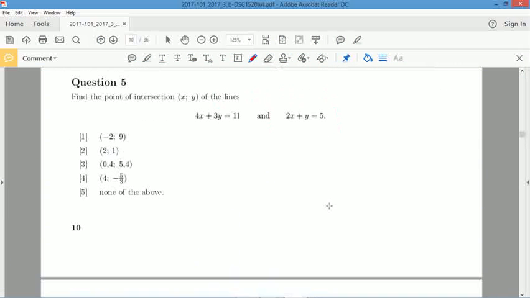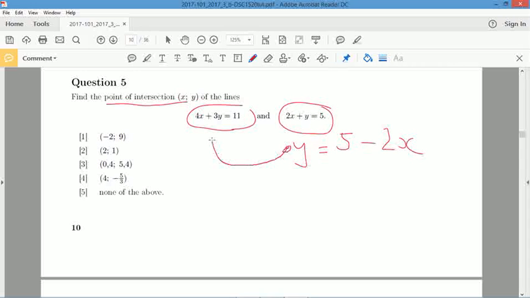Question 5. What is the point of intersection? So again, a different way of testing a simultaneous equation. You've got two formulas here. You're going to substitute or eliminate to work out x and y. So you could make y the subject here, minus 2x, and then take the y and substitute that into the other equation to solve for my x. Once I've got my x, I can then substitute back in order to calculate my y.